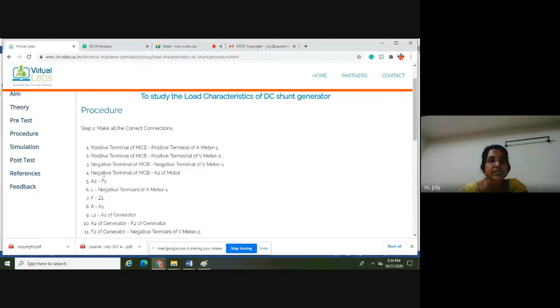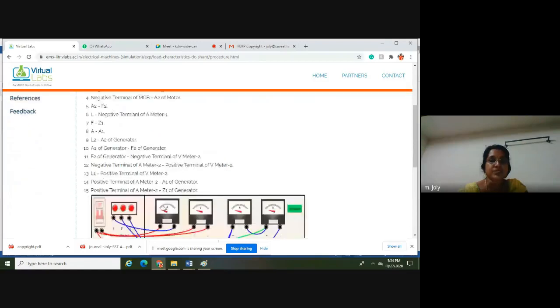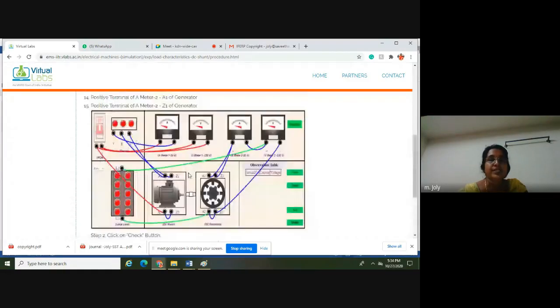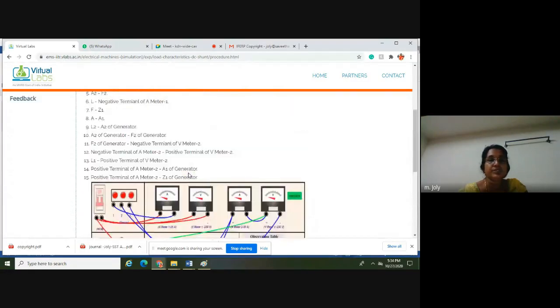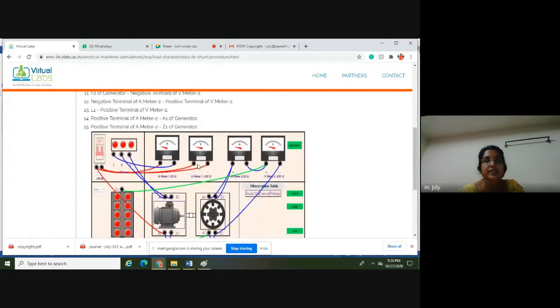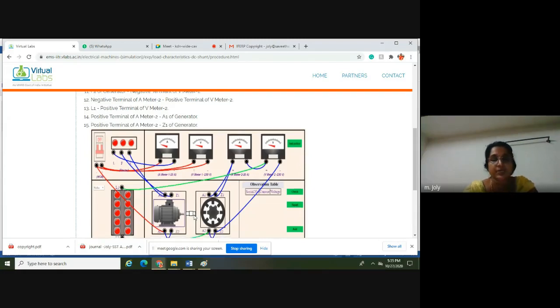So these are the connections. After connecting, this will look like this. Then how to take the readings is also given. Here these are the connections. Here how it looked after connecting is also given. And here what the procedure is, that is also given.